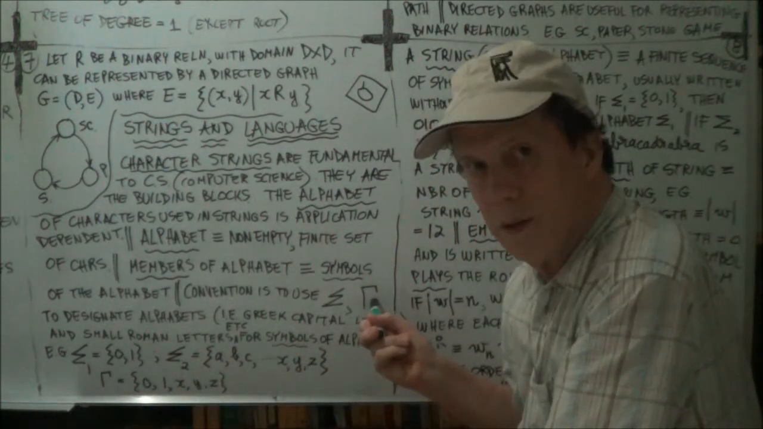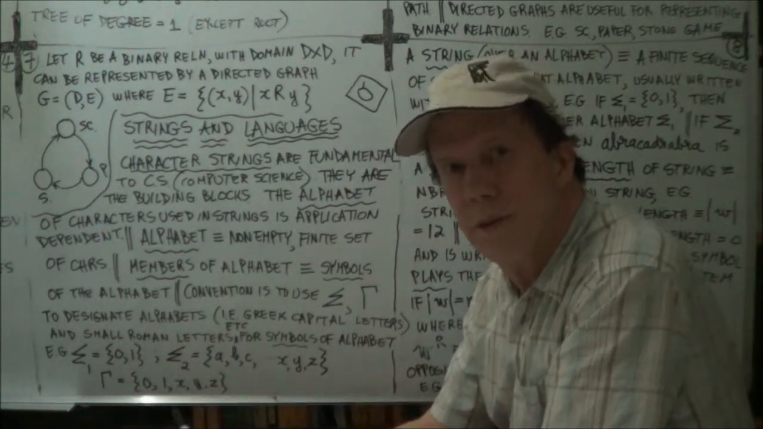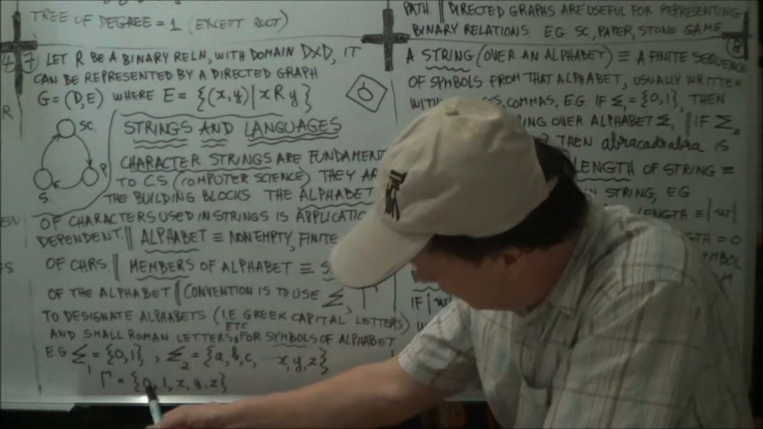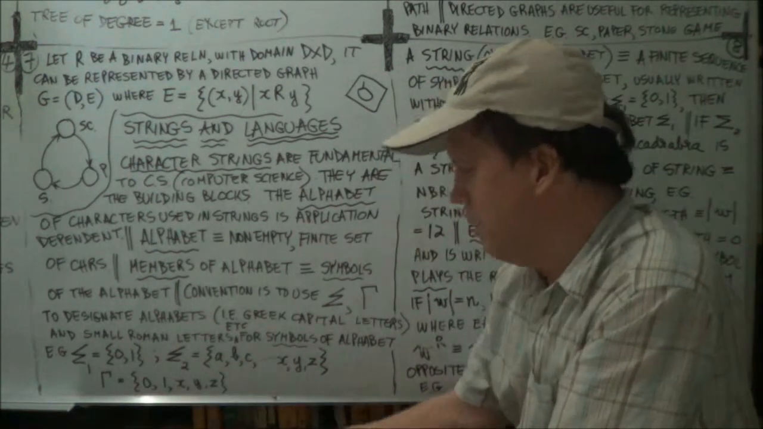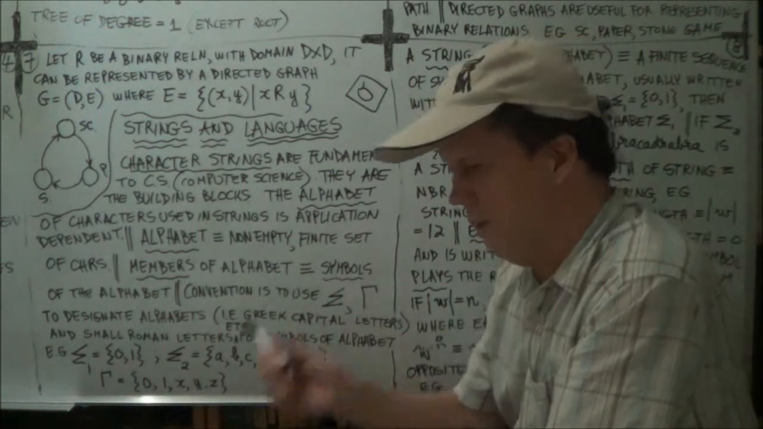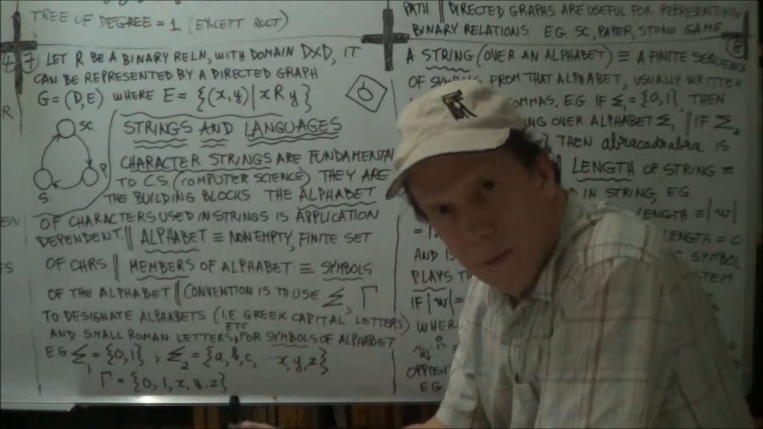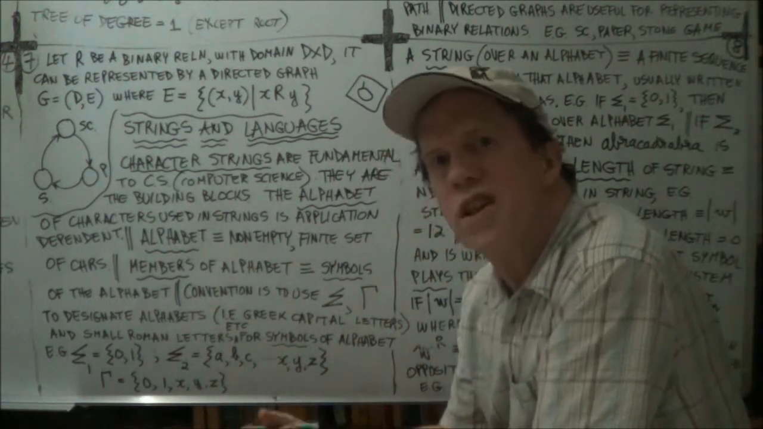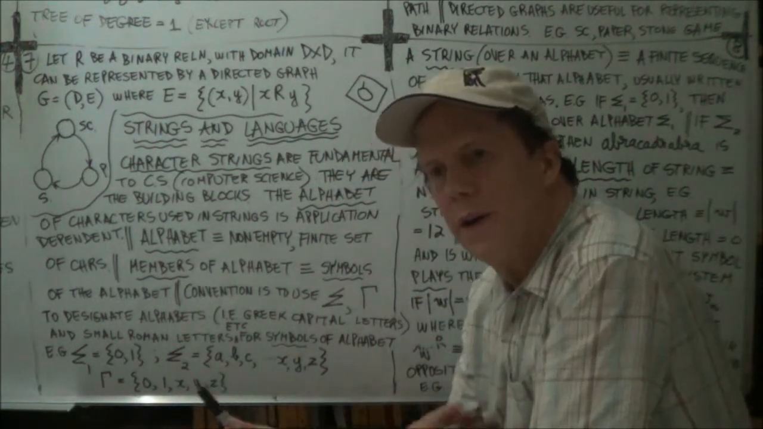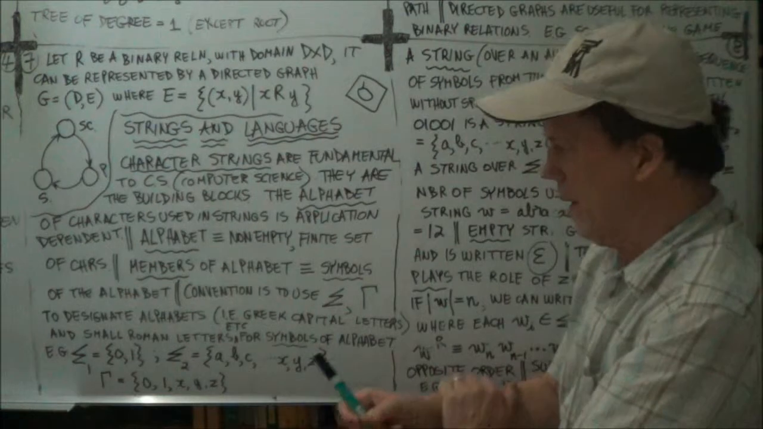So gamma, capital gamma, and again a set of the allowed symbols you can use in your strings. So in this case, it's 0, 1, X, Y, and Z. A mixture of Roman letters and digits. Okay? So you define your alphabet, the allowed symbols that you can make strings from. And the string being, remember again, just a sequence of members of your alphabet. All right.